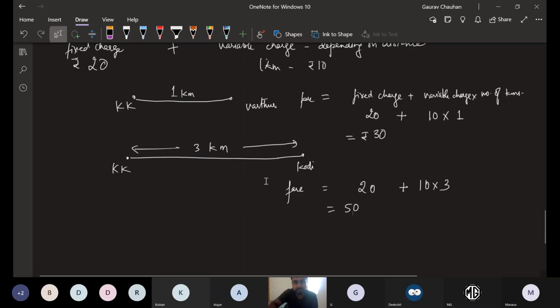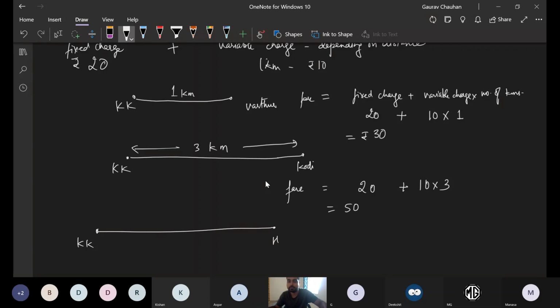Let's take one more for this question. You are going from KK school to Hope Farm. This is 7 kilometers. How much fare will you have to pay? Who's going to do this with me?